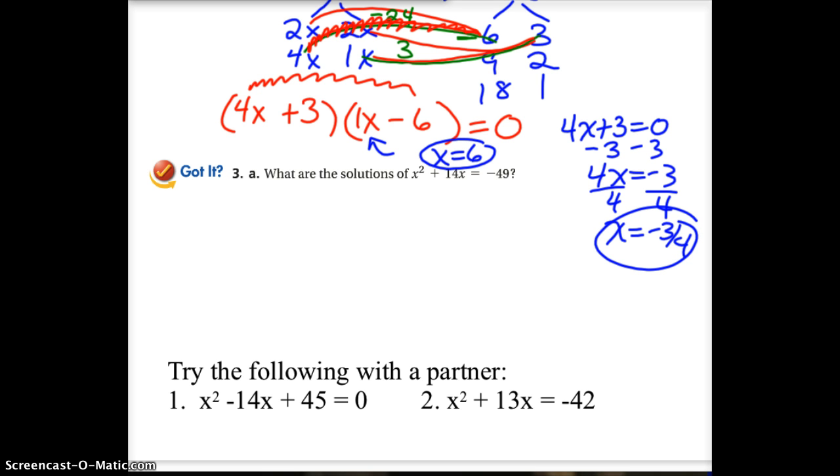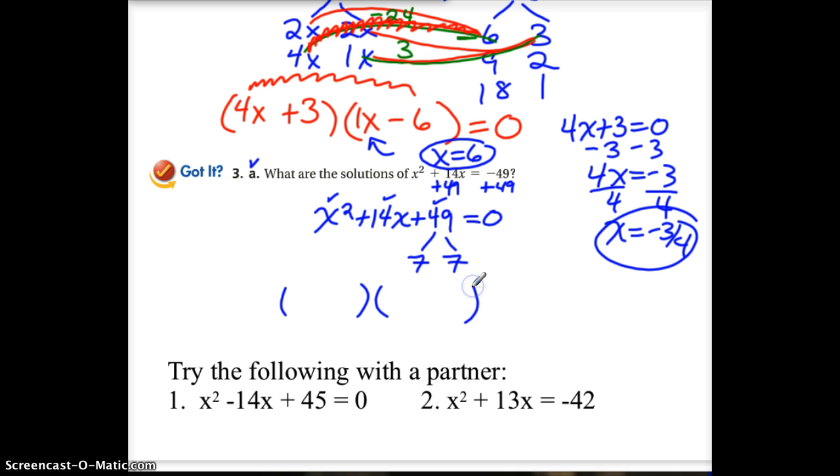So, last one up before I'm done with this video is this one. Again, I need to get it equal to 0. So in order to do that, I'm going to add that 49 to both sides, moving it over to the left and off of the right. I'm now going to factor it. Can I pull anything out of each of these? No. Is there a pair of numbers that multiply to equal 49 and add up to 14?